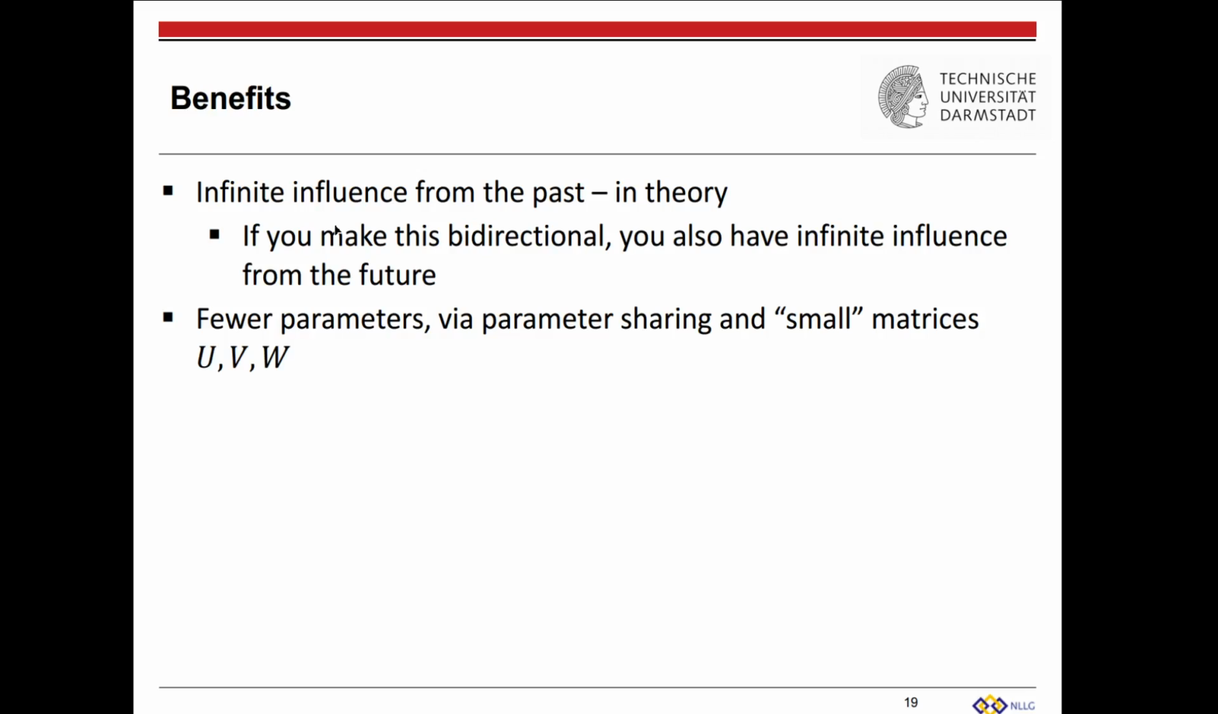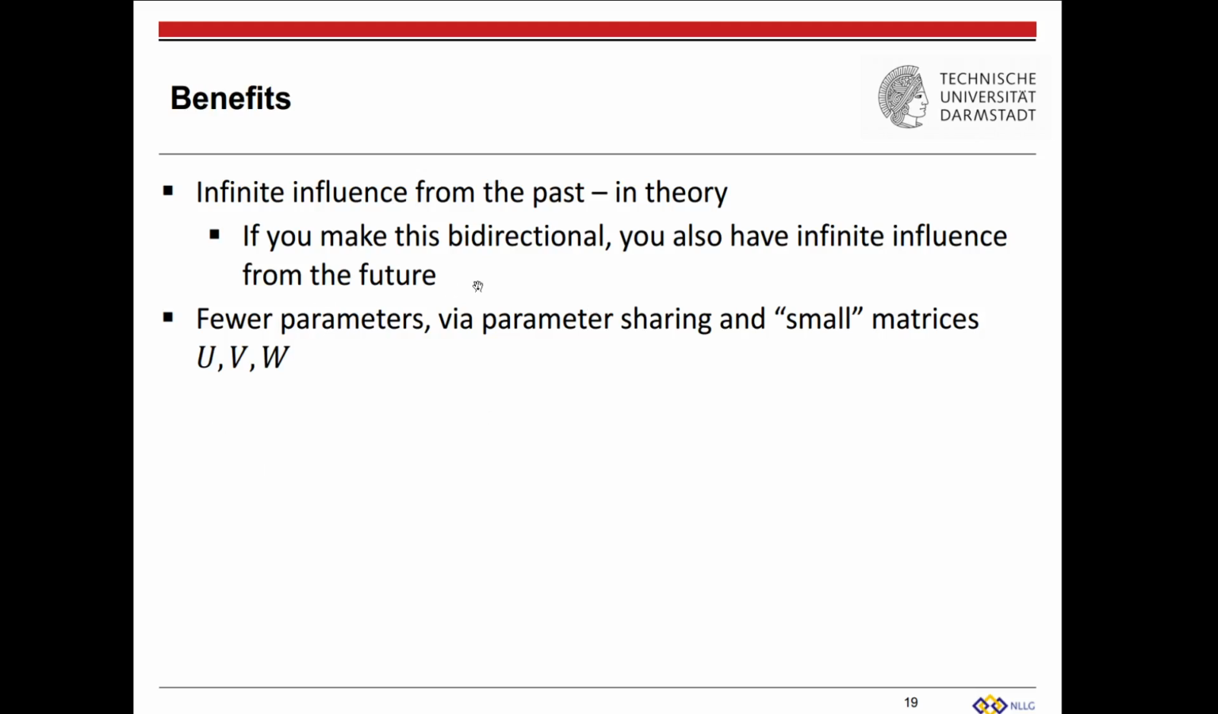So the benefits are we have infinite influence from the past, at least in theory. We will see in lecture 8 that in practice this is not always true. In practice these models are more difficult to handle, but at least in theory you have infinite left context. We could also, for some tasks, make this bidirectional. Then we also have infinite influence from the future. And we have fewer parameters because we have parameter sharing.